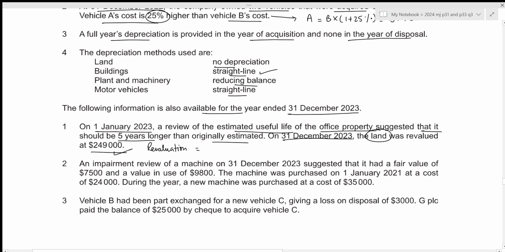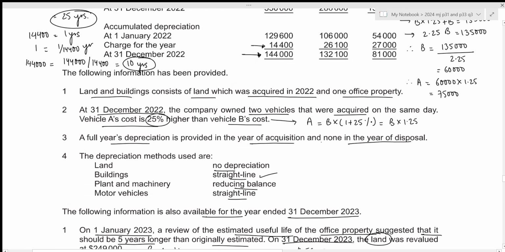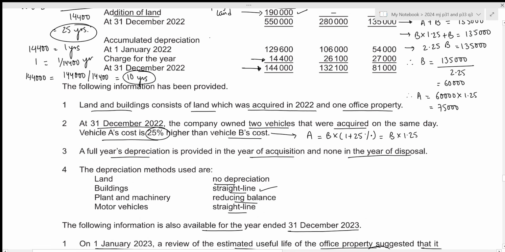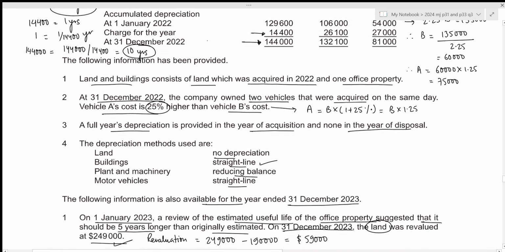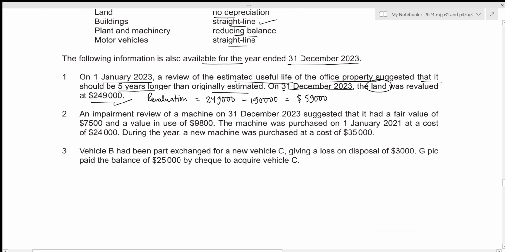The new value is 249,000, whereas the previous value was 190,000. So this gives us the revaluation upwards of 59,000. Okay. Now, since we also need to calculate the accumulated depreciation part, we also need to calculate the charge for the year for the buildings. So this will be the depreciation charge. We'll first calculate it for buildings.